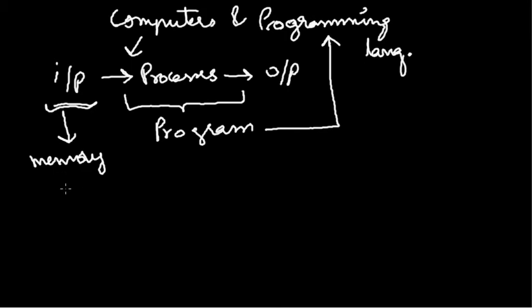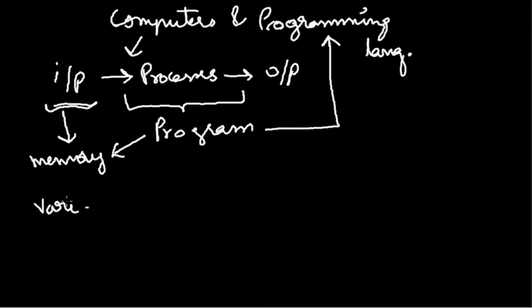So the inputs are stored in the memory. The program processes those inputs. So the program basically accesses the memory. When it accesses the memory, it has to refer to the location where the input is stored. Such a location must be given a name. That name is called a variable name, a variable.